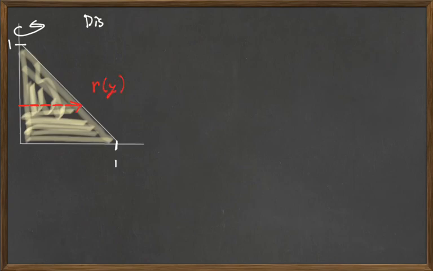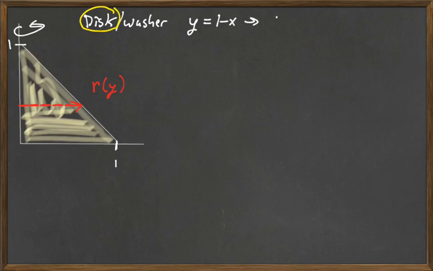So they're going horizontal, so we need to be in a function in terms of y. Okay. So is it disk or washer? That depends on if there's a gap or a cavity between the region and the axis that you're rotating around. So you see that there is no gap there, so we're going to use the disk method. Okay. Y equals 1 minus x. That needs to be solved as a function of y. So solving that gives us x equals 1 minus y.